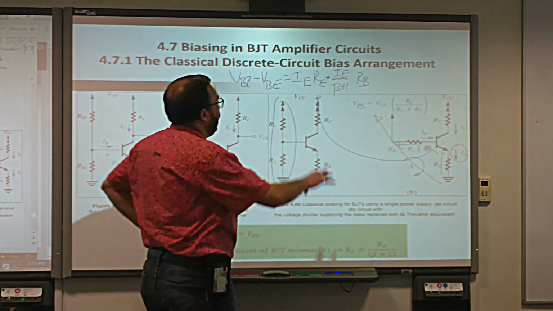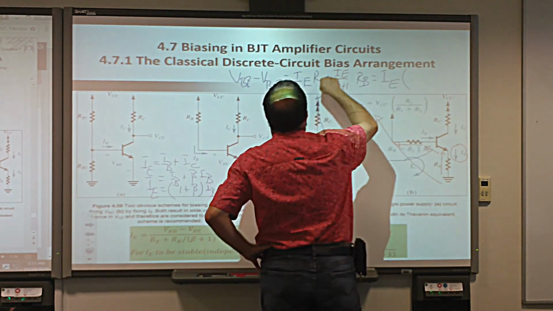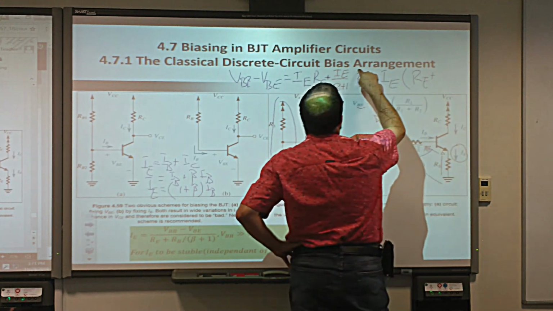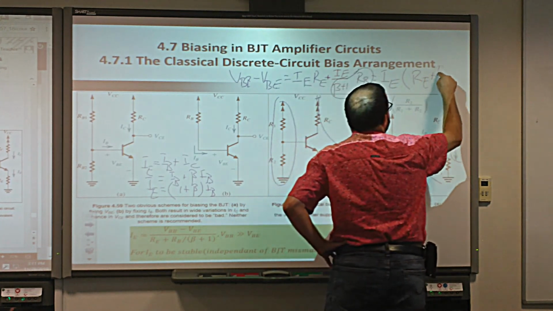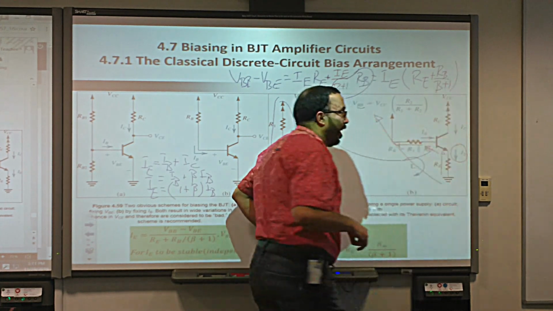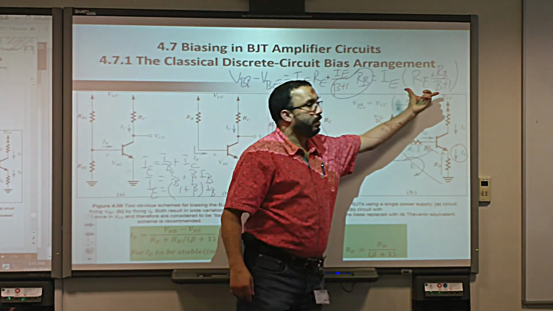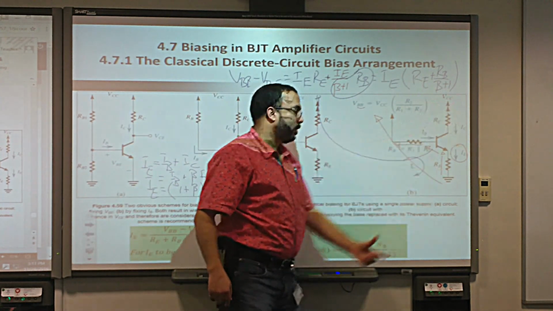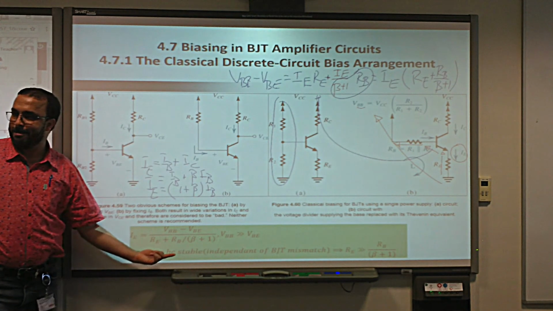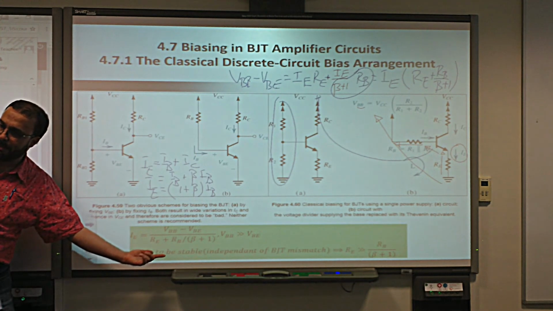So from here, this would be IE times what? Times RE plus RB divided by this. Yes or no? Yes. So now IE is equal to what? Is equal to this divided by that. Yes or no? So it's actually this equation. See? Okay? Good? Yes.